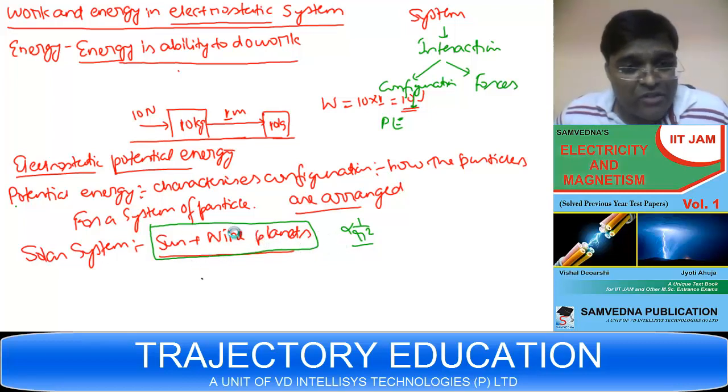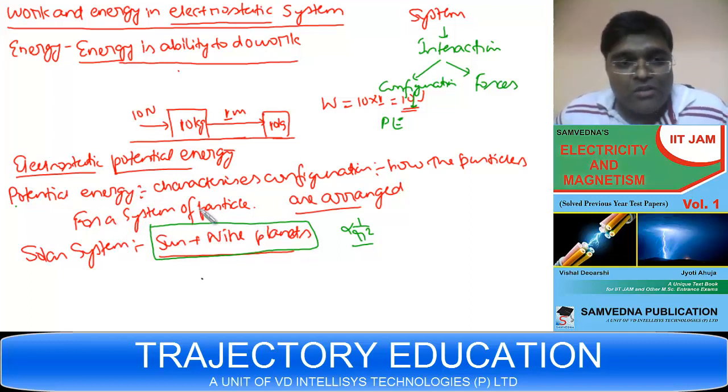Once you find out a configuration for which the potential energy is 0, you can easily define potential energy for the existing configuration. Then you can find the potential energy that will be equal to the work done in bringing all these particles from a configuration of 0 potential energy to the existing configuration. Work done in doing that will be the electrostatic potential, will be the potential energy.